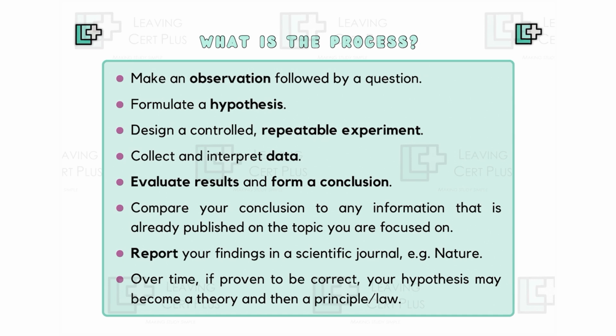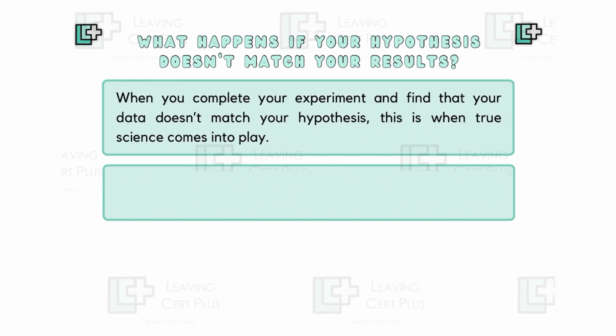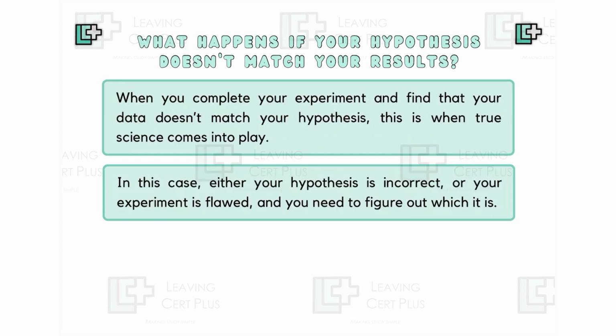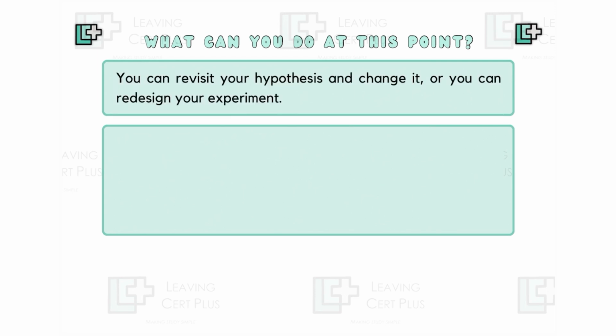What happens if your hypothesis doesn't match up to the results that you obtain as you carry out your experiment? So this is when real science comes into play. In this case, either your hypothesis is incorrect or your experiment is flawed and you need to figure out which it is. And what you can do is you can ask questions like the ones that follow. So you could revisit your hypothesis and change it, or you could redesign your experiment.